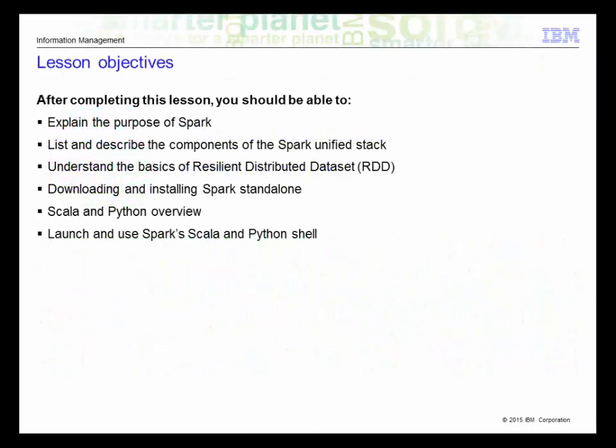After completing this lesson, you should be able to explain the purpose of Spark and understand why and when you would use Spark. You should be able to list and describe the components of the Spark Unified Stack. You will be able to understand the basics of the resilient distributed dataset, Spark's primary data abstraction. Then, you will see how to download and install Spark standalone to test it out yourself. You will get an overview of Scala and Python to prepare for using the two Spark shells.